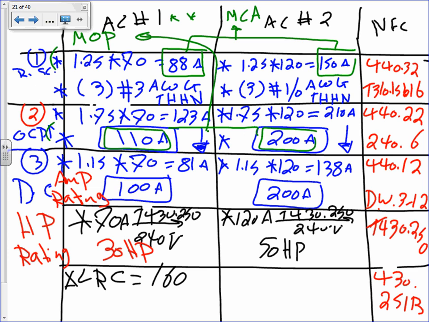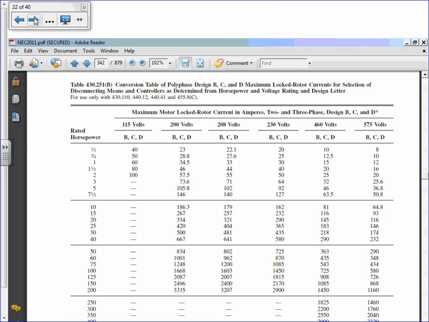Okay. 430.251B. Table 430.251B. My apology here. Let's go to this table, guys. 160. Here's the table that I need you guys to highlight. We have not used this before. This is how you find the horsepower rating based on electrical current. Aaron, my friend, the horsepower rating based on electrical current. You need to highlight this one.